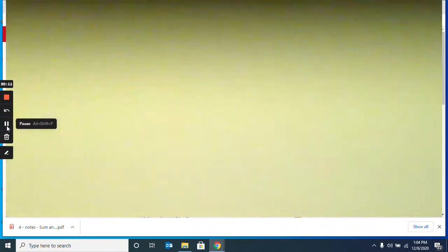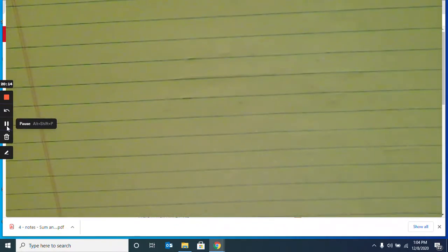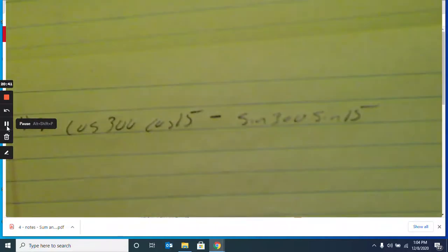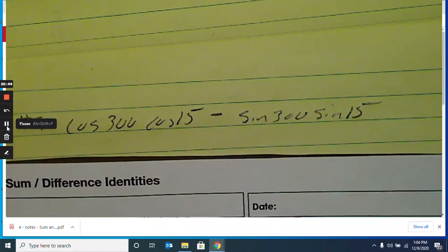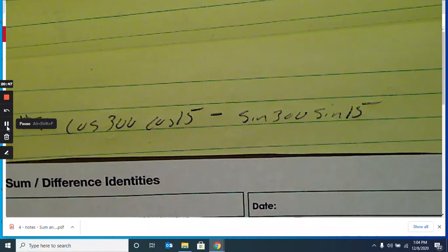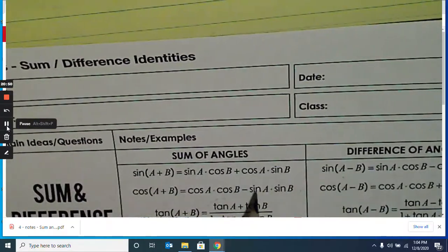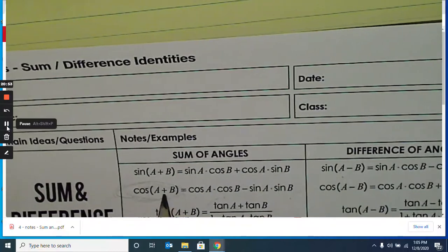Okay. So the next couple of things is just condensing instead. You essentially just put it together based on the formula. What I mean by that is if you're given, for example, cosine of 300, cosine of 15, minus sine 300, sine 15. First thing you want to do is figure out what formula it matches up with. And in fact, it's cosine, cosine minus sine, sine. So it's cosine of A plus B.